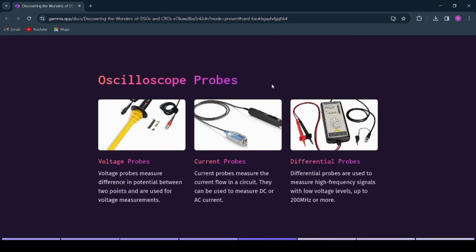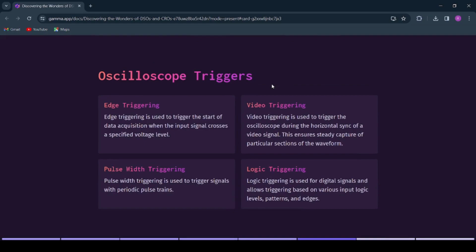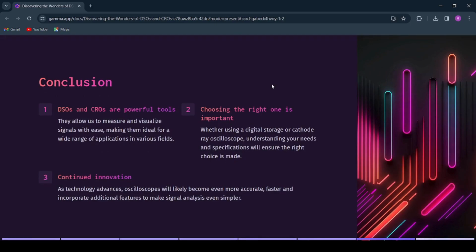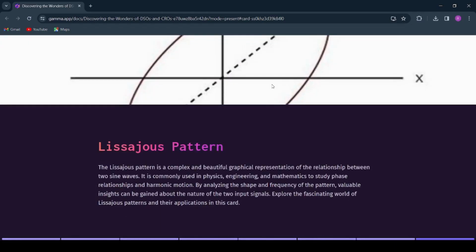Now, if we talk about the oscilloscope probes, we have a voltage probe, a current probe and differential probes. Voltage probes measure the difference in potential between two points and are used for voltage measurements. And then if we talk about the oscilloscope triggers, we have edge triggering, which is the most commonly used. We then have pulse width triggering, logical triggering and video triggering as well. What we conclude from this is that DSOs and CROs both are very powerful in their own ways. DSOs and CROs can be used at the same time, in synchronization with each other. Then we'll talk about the Lissajous pattern.